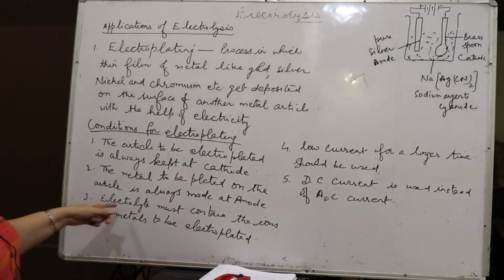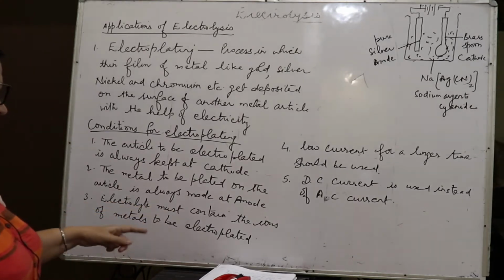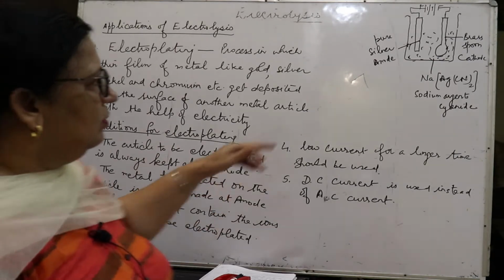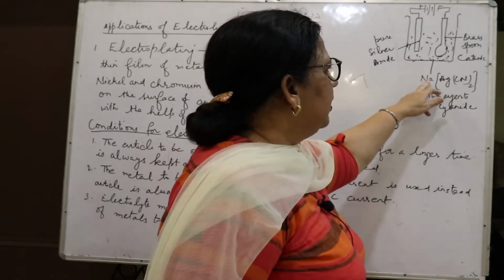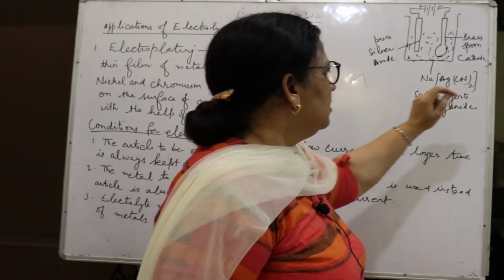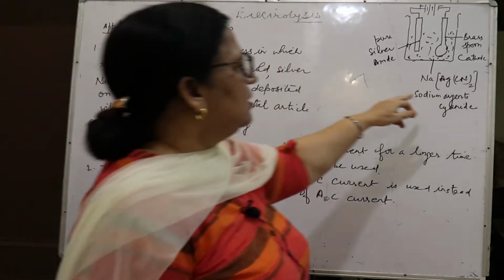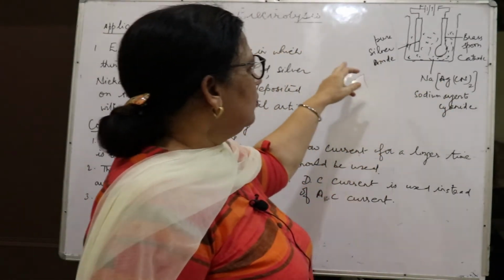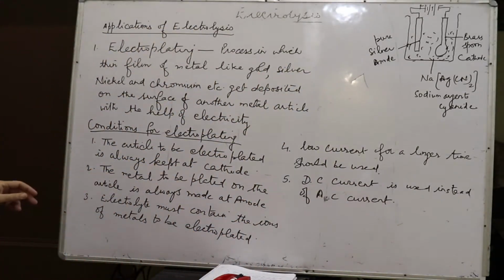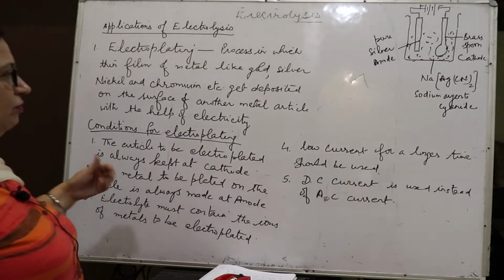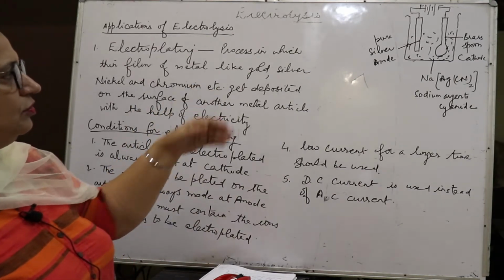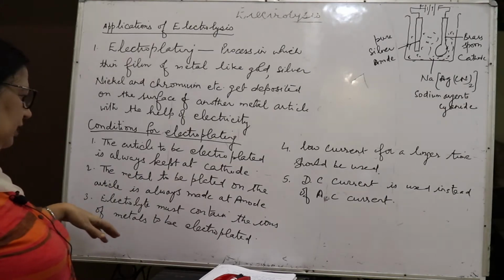Third, the electrolyte must contain the ions of the metal to be electroplated. Here we have taken the electrolyte sodium argentocyanide, NaAg(CN)2, as it contains silver ions. So the electrolyte must contain the ions of that metal which is to be plated. Why? Because those ions go into the solution and from the solution they get deposited at the cathode.